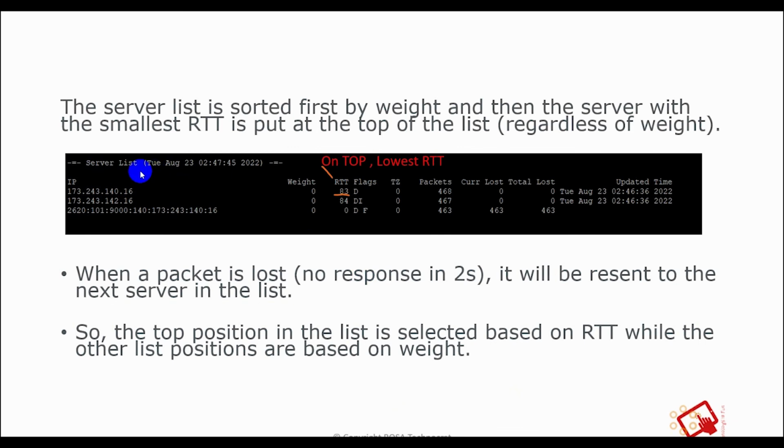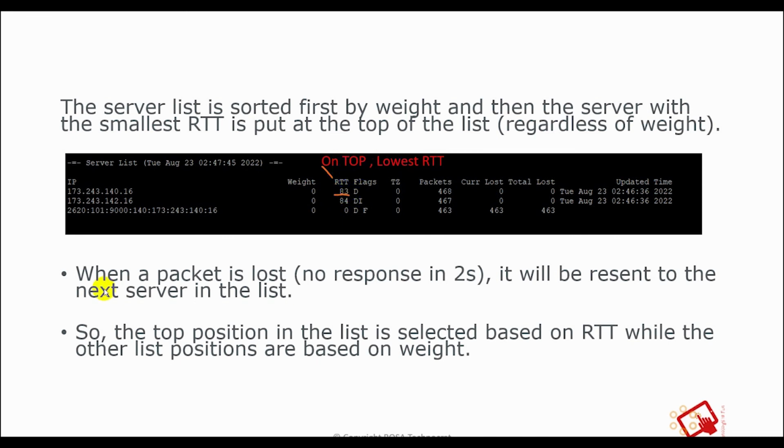So as explained, this is the server list. First is the IP, then the weight, and third is the RTT. The server at the top will be the preferred server, because when you have multiple servers in a response, it will put the server with the least RTT at the top. So you will always see the least RTT server on top.